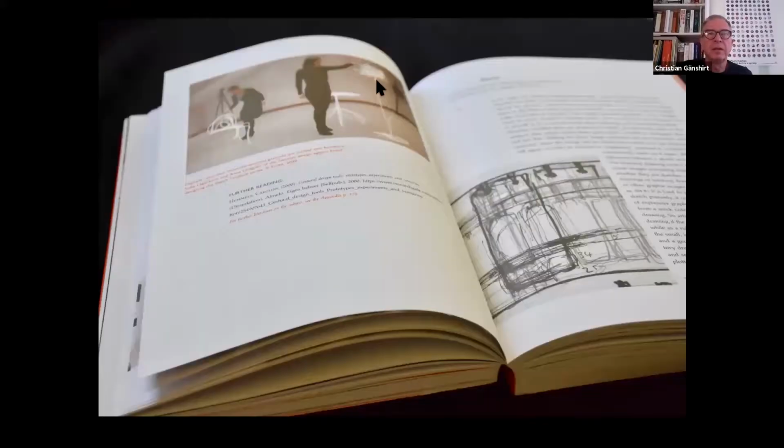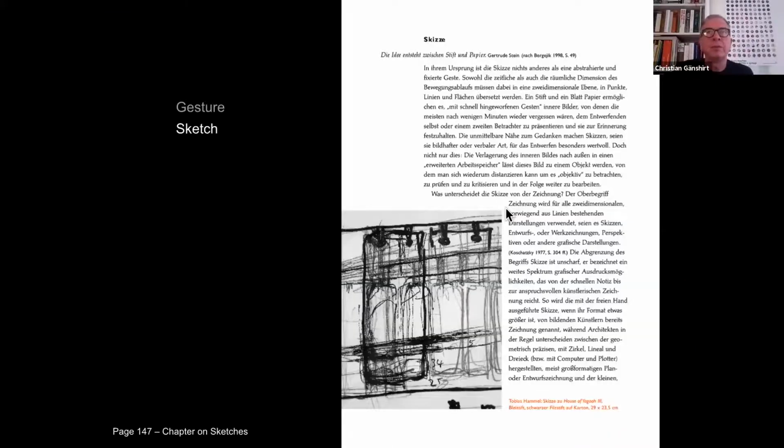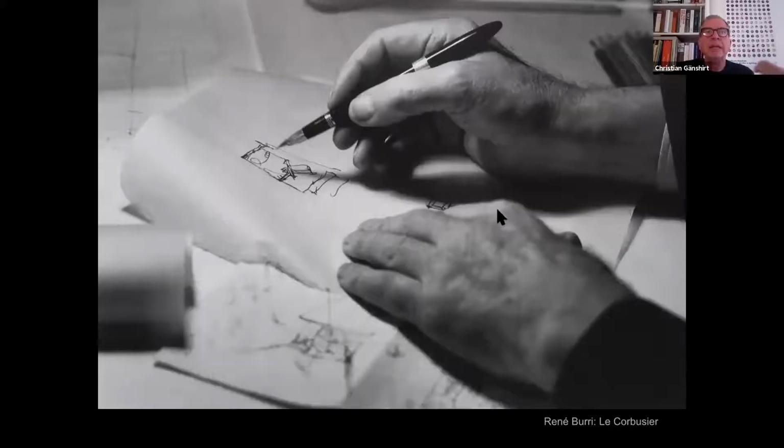So gestures, they are like sketches in the air, and this translates to the next chapter, which is about sketches. Some architects think it's the most important thing for them to do, and I will explain very quickly why this is the case. Sketches are almost the most immediate way to fix an expression somewhere on paper. And it's not important that they look beautiful. So this is Corbusier sketching. He doesn't care about the beauty of the sketch. It's about developing a thought, putting it out there, and then revising and improving it.